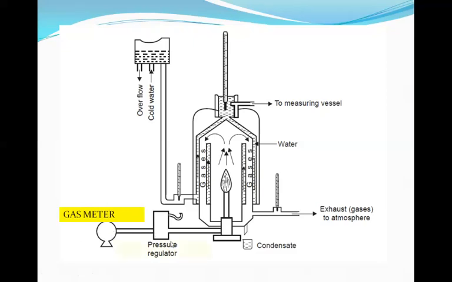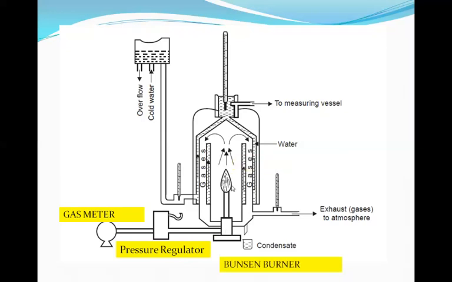The gas then passes through the pressure regulator, which maintains the pressure of the gas with the help of a floating drum over water and is connected to a manometer. The gas then reaches the Bunsen burner, where the combustion of the fuel takes place in a chamber which is called the combustion chamber.